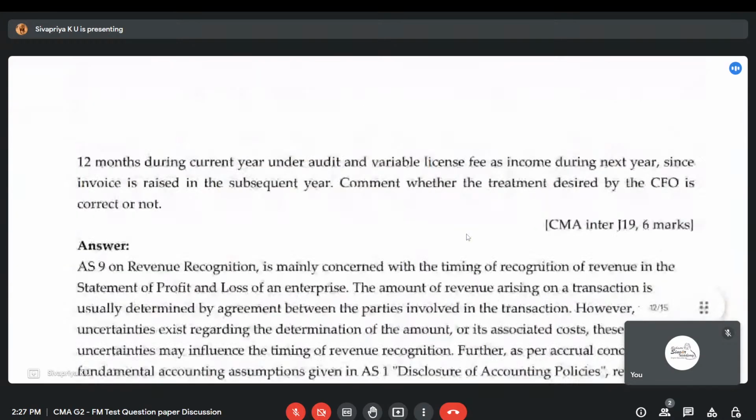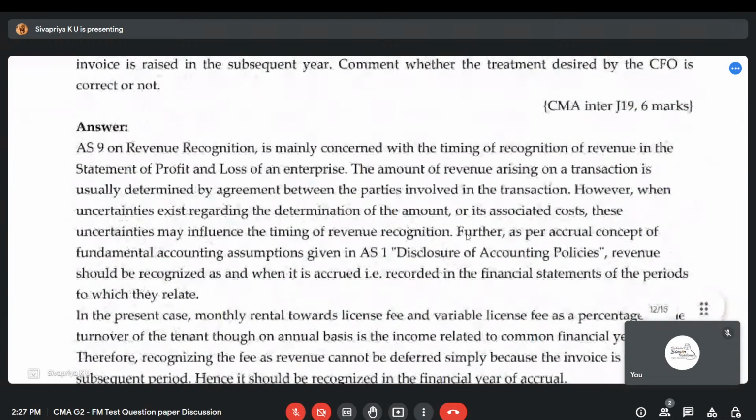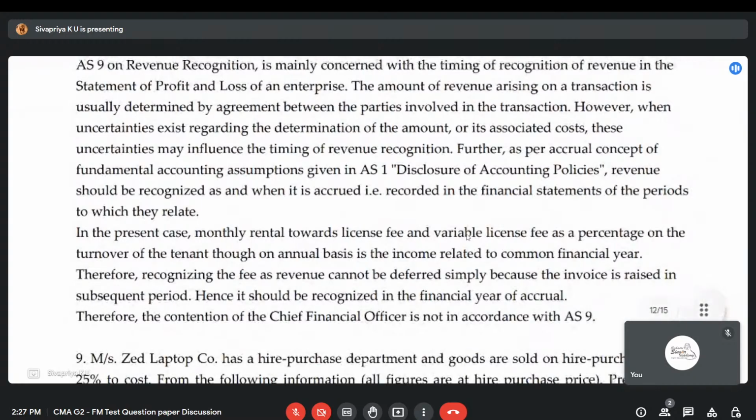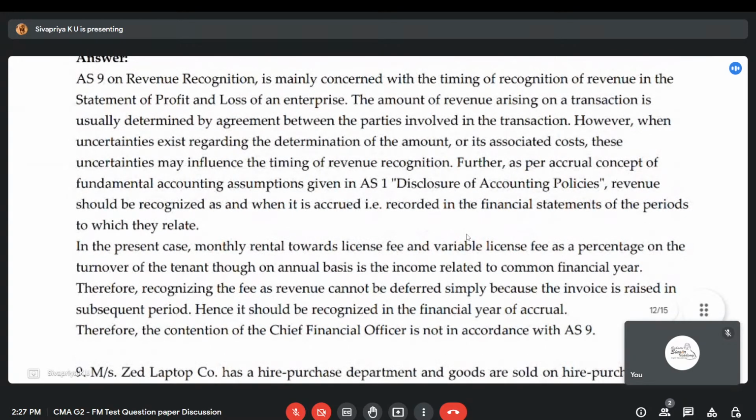So this is with respect to AS 9 revenue recognition. So இத பொறுத்த வரைக்கும் the monthly rentals towards the license fee and variable fee as a percentage of turnover on annual basis is the income related to the common financial year. Therefore, recognizing the fee as a revenue cannot be deferred simply because the invoice is raised in the subsequent period. இது accounting standard number 9 related ஆன question.